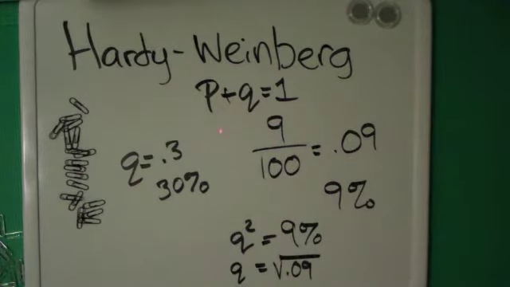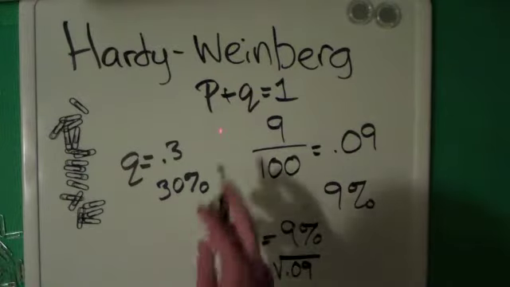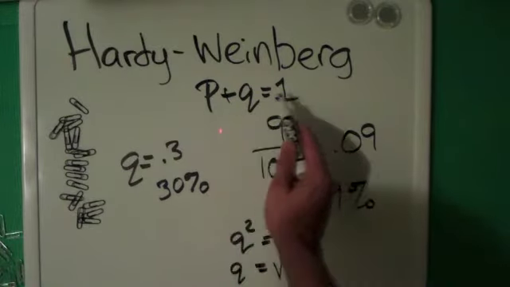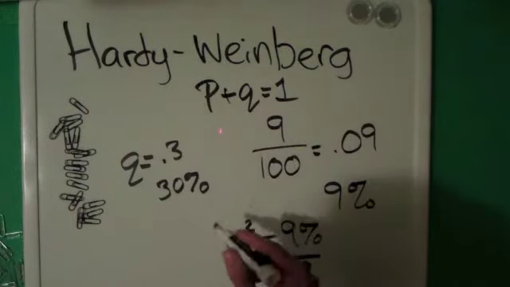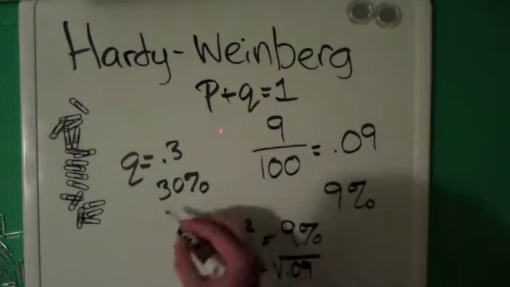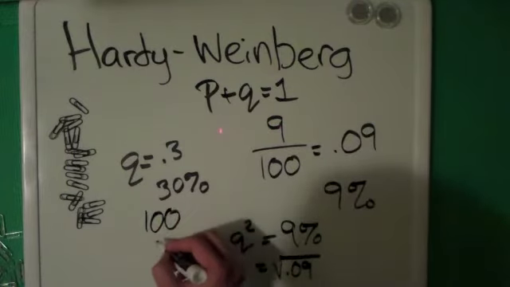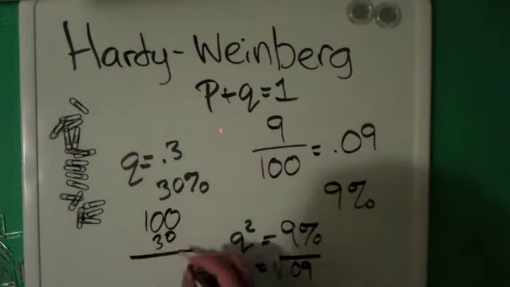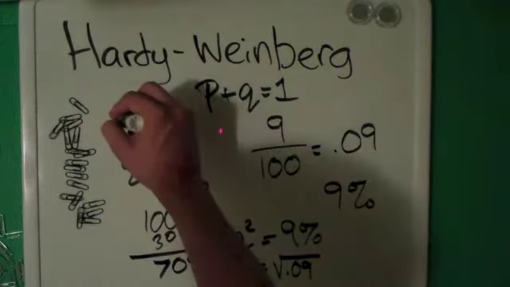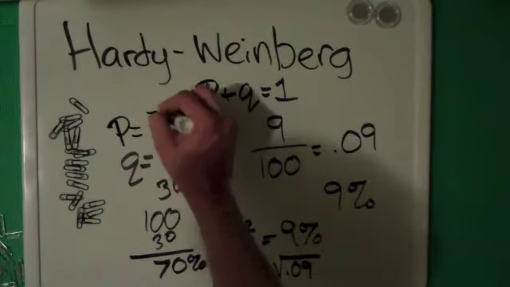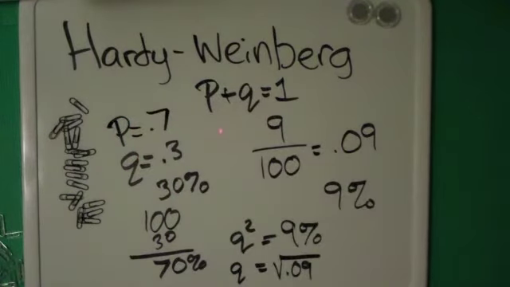So what are the odds that I'm going to grab a silver paper clip? Well, those odds are going to be pretty good. If we know with this equation that p plus q equals 1, and we know that our q was 30, then we can just subtract 30 from 100%, and that's going to be 70%. So our p is going to be 0.7, or 70%.